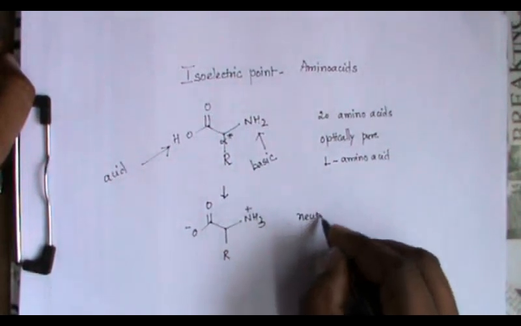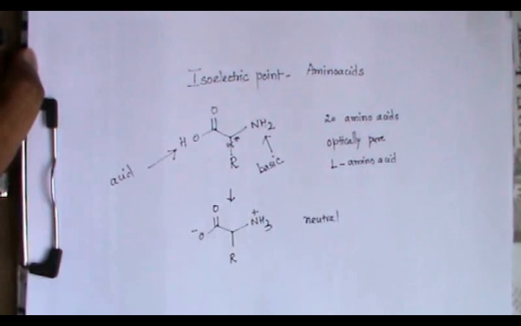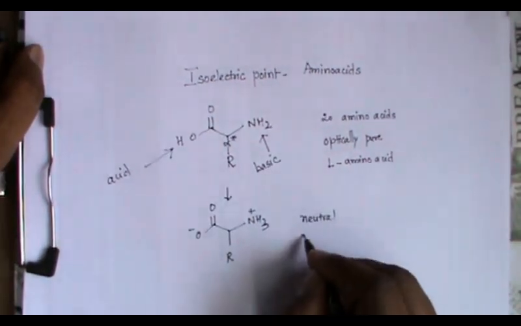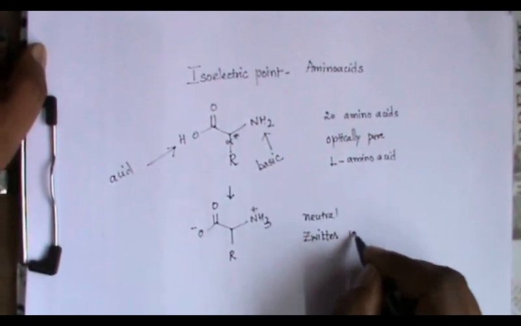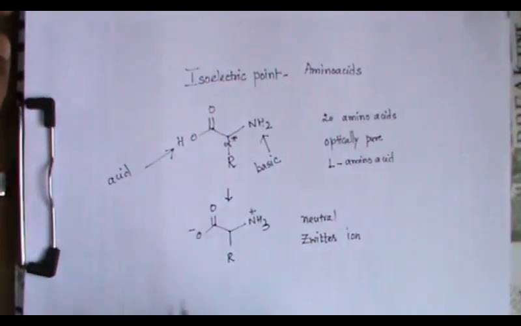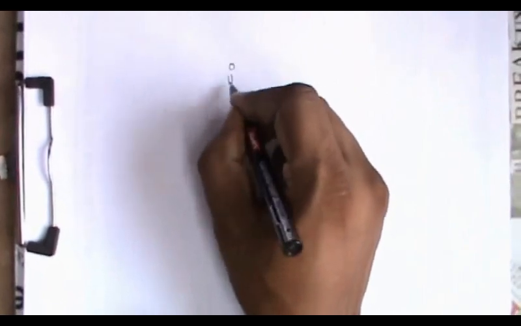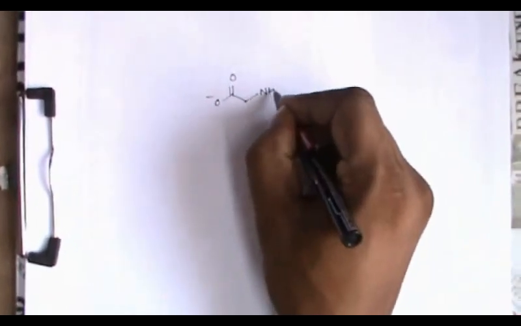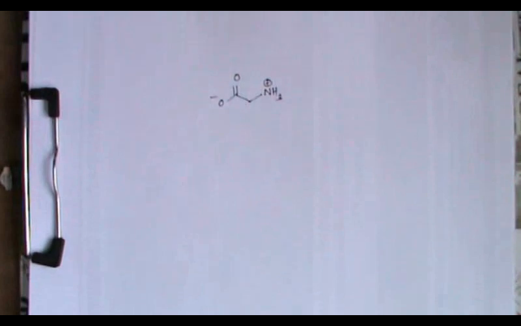The salt is neutral. The minus charge will be cancelled by the plus charge, so it is considered a neutral molecule. This structure or this ion is referred to as a zwitterion. Generally, an amino acid exists in the zwitterionic form. Consider the zwitterion of glycine. I have taken the simplest amino acid, that is glycine. In this, there is no chiral center. This is the only amino acid without a chiral center.